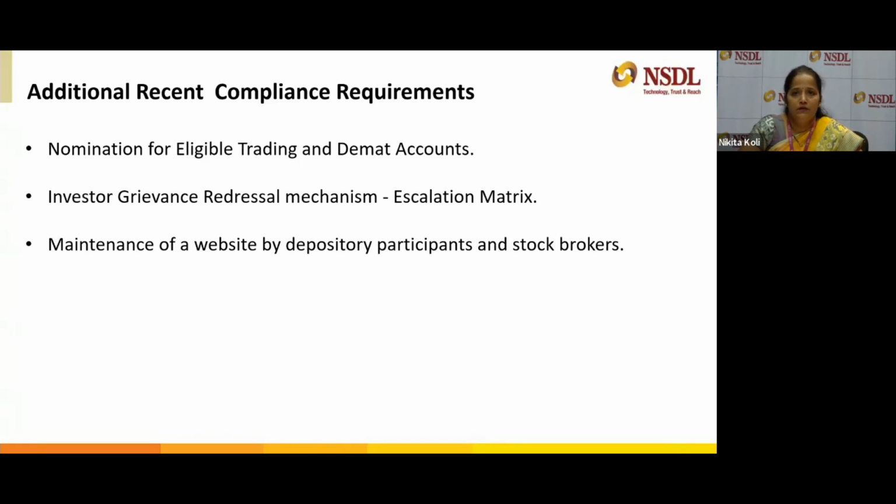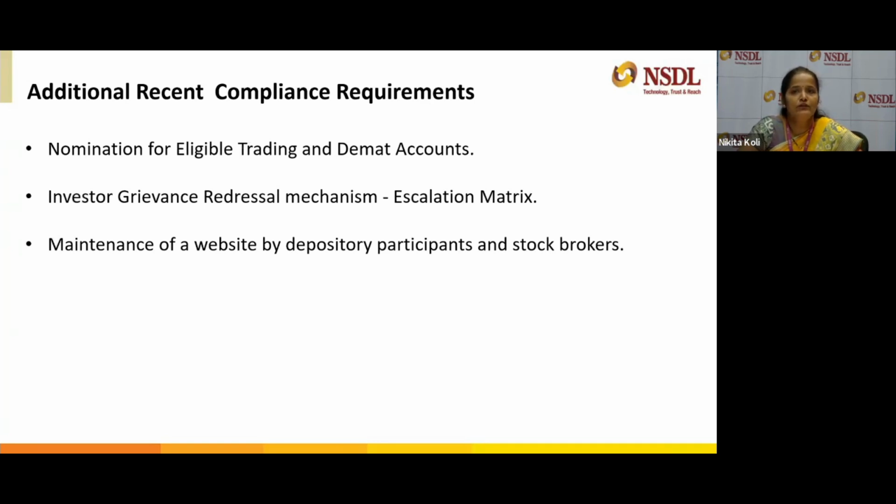As per NSDL Circular Reference Number 0025 dated February 17, 2023, depository participants are mandated to maintain a designated website. The provisions of this circular shall come into effect from 16 August 2023. The URL to the website of a participant shall be reported to NSDL within a week of this circular coming into effect. That is, after 16th August 2023, the URL has to be updated with NSDL within a week's time.